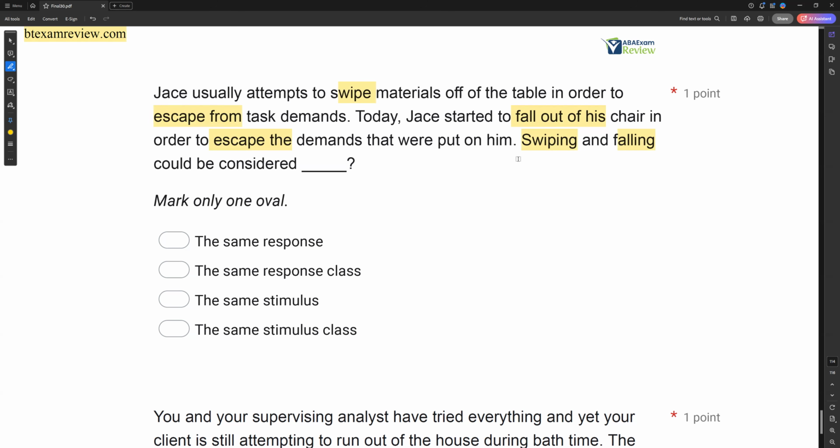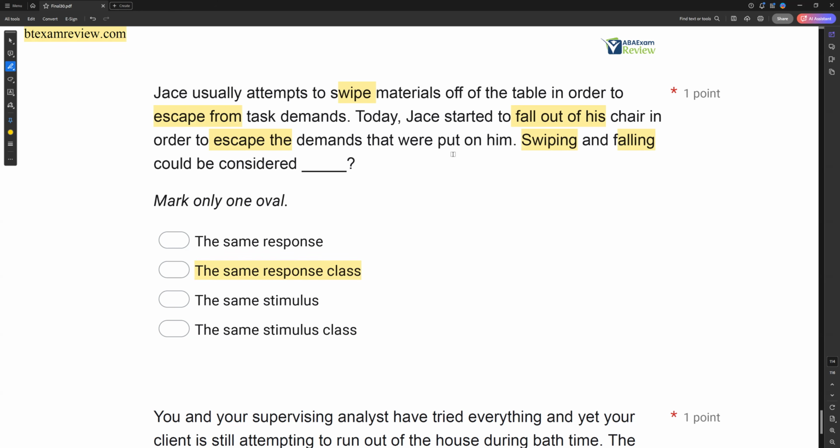Well, they're not the same response, right? Just because they serve the same function doesn't mean they're the same response. They have different topographies, they're different responses altogether. We can consider them, though, in the same response class because both of these responses are serving the same function. Now, they're not stimuli, right? Because the SD is the task's demand. Now it might be the stimulus we're talking about, but the swiping and the falling are the responses and not the stimuli. So they're not the same stimulus and they're not in the same stimulus class because they're both responses, but they're not the same response. They're both in the same response class because they serve the same function.